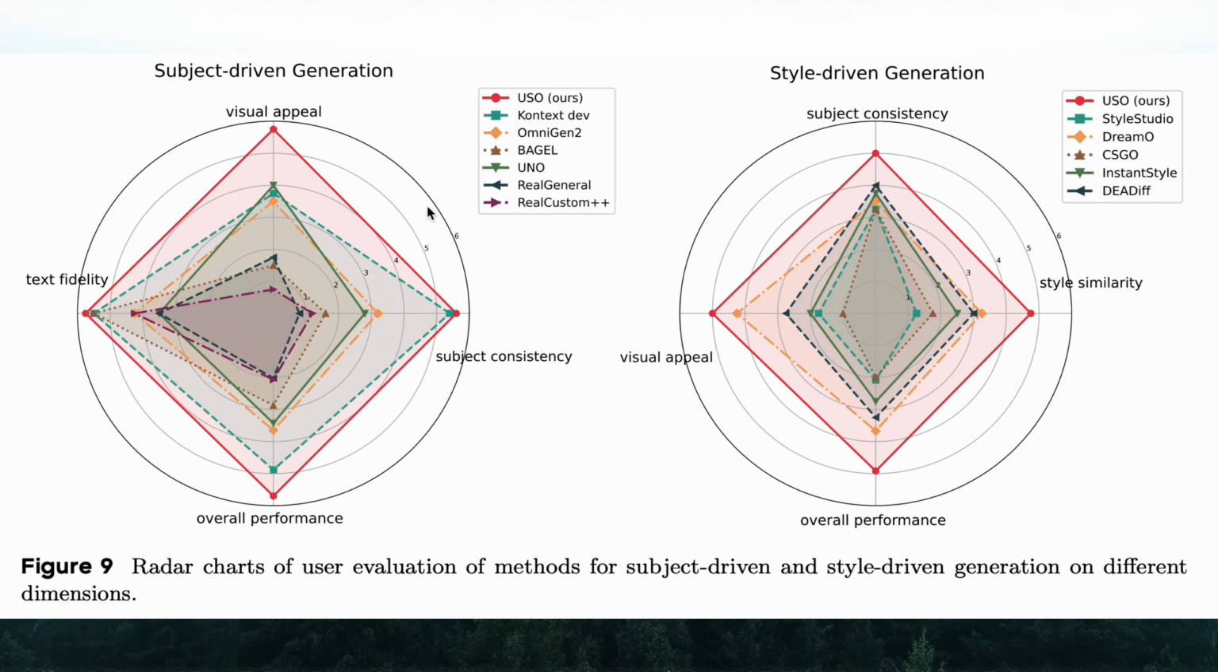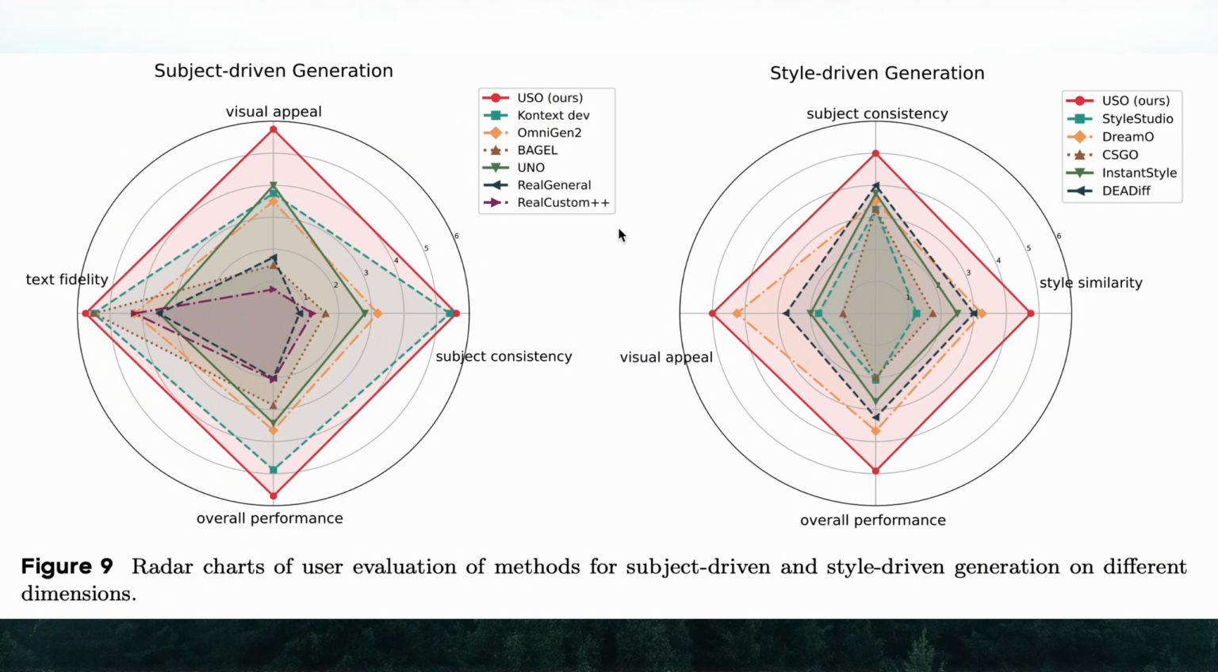Subject consistency, nearly maxed out, far ahead of models like Context Dev, OmniGen 2, or UNO. Visual appeal, the highest among all, showing its ability to produce images with strong aesthetics. Text fidelity, also very high, proving how well USO understands and follows the input prompt. And lastly, overall performance. USO takes the clear lead, creating a big gap from the rest. Meanwhile, many other familiar models fall far behind, scoring very low on most metrics.